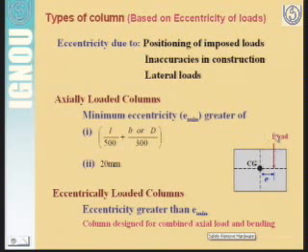Now if the load coming on this section of the column acts here on the centroidal axis, then there is no eccentricity. This means that when the center of gravity of the section and the point of application of the load are coinciding, there is no eccentricity. The center of gravity of the section and the load both coincide, so there is no eccentricity at all.